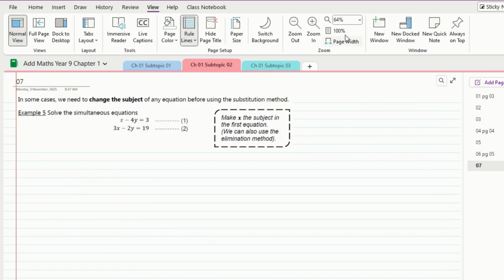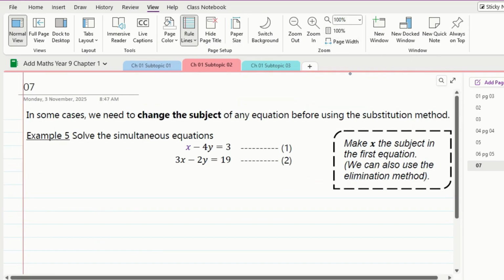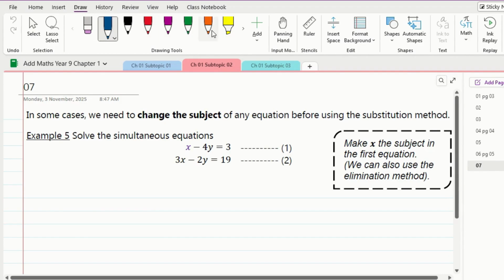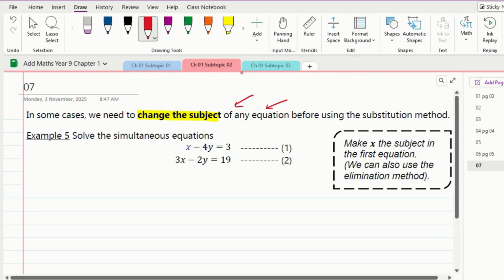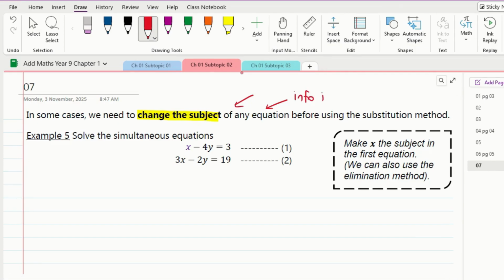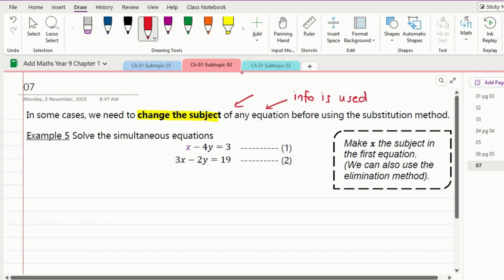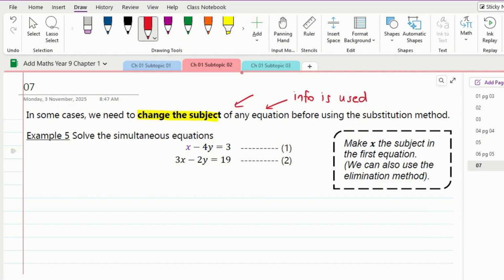Now, for the next example, in some cases, you need to change the subject of an equation before using the substitution method. This is very useful information. It is used for the next subtopic, which involves one linear equation and one nonlinear equation, in which the substitution method is very effective. So in this case, I would like you to do it yourself later after I explain the first step here.